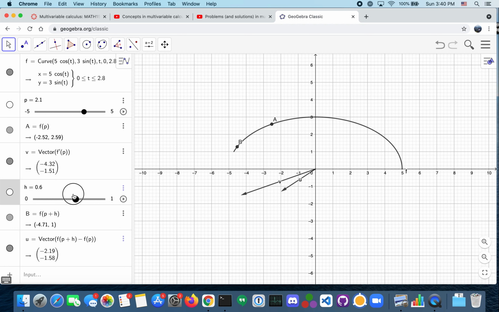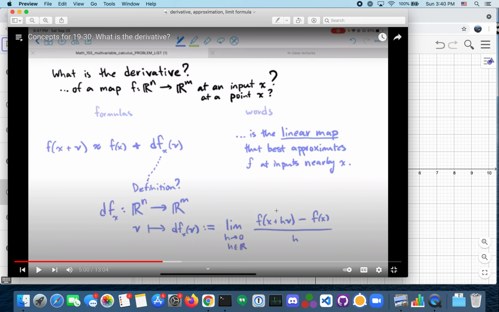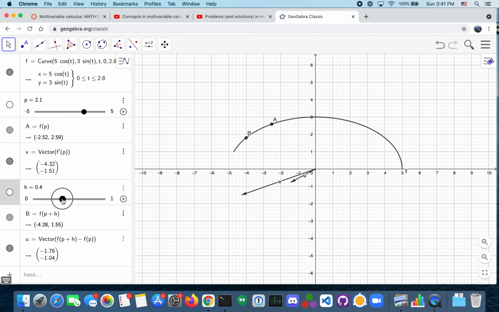But as I shrink h, look what happens. Well, obviously, b is getting closer and closer to a, so my vector f of p plus h minus f of p, which is the numerator of this, the top formula is a vector. Sorry, it's not a number. And it's getting smaller and smaller as h goes to 0. And that's a problem because it's not giving me the vector v. It's getting too short. When h goes to 0, it's literally the 0 vector. It's completely disappeared.